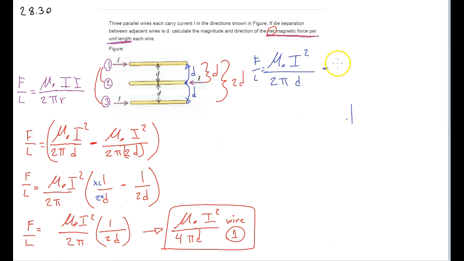And minus mu sub naught I squared over 2 pi D. You see how I put D? Because that's the distance from one to the other. So if you subtract that, it's equal to 0. So for wire 2, it is 0 for the net force.